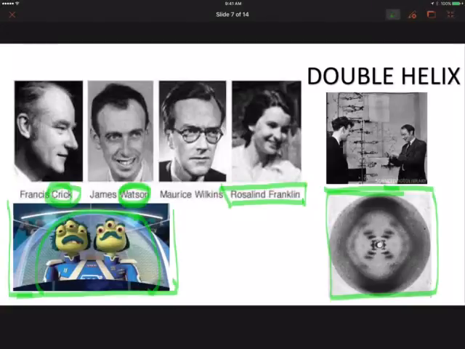Unfortunately, she died before they handed out the Nobel Prize, because she would have gotten a Nobel Prize along with the other guys for discovering the structure of DNA, and that it was in fact a double helix.